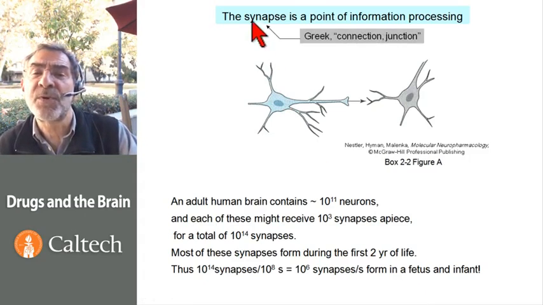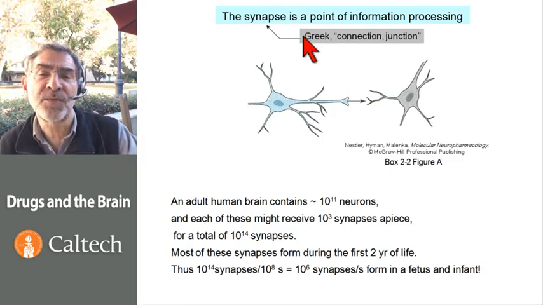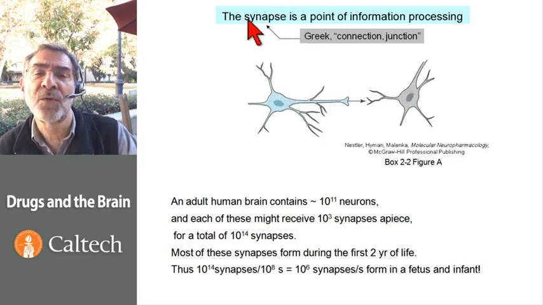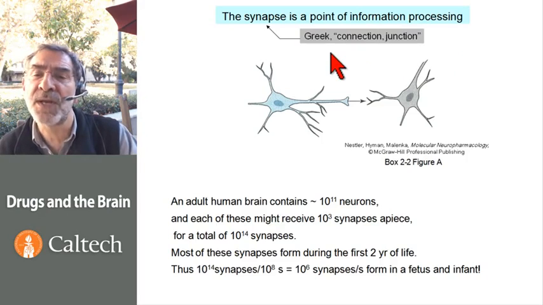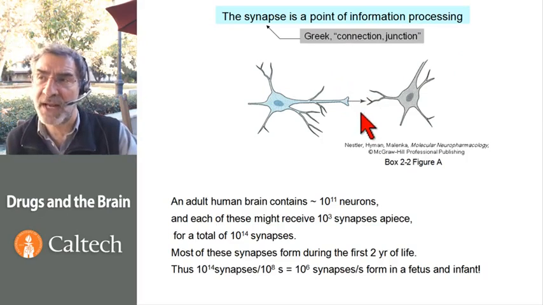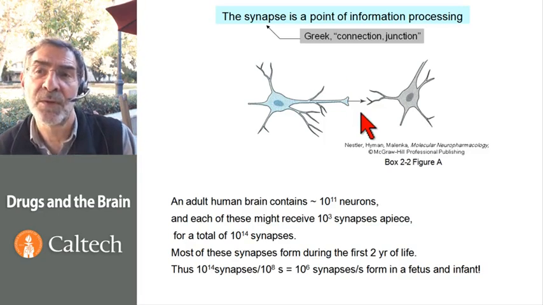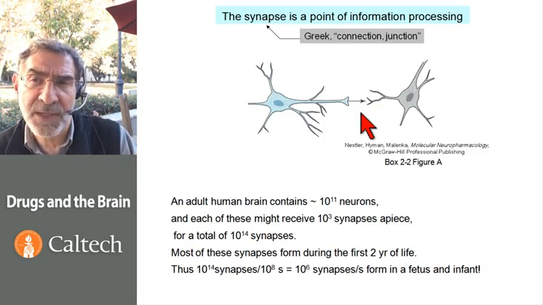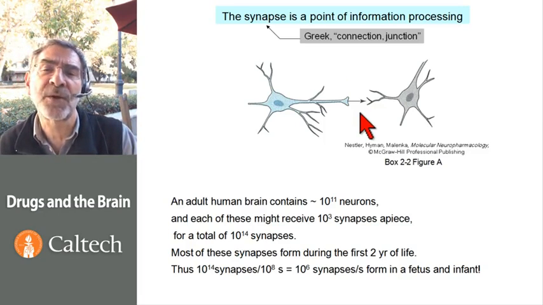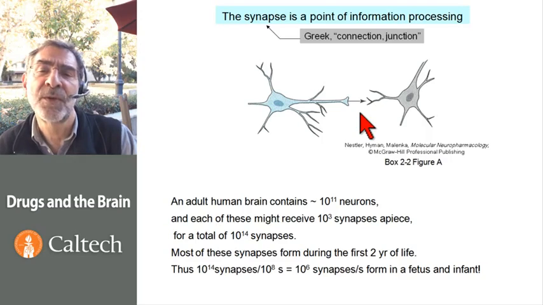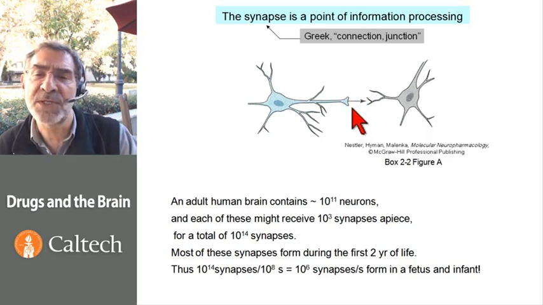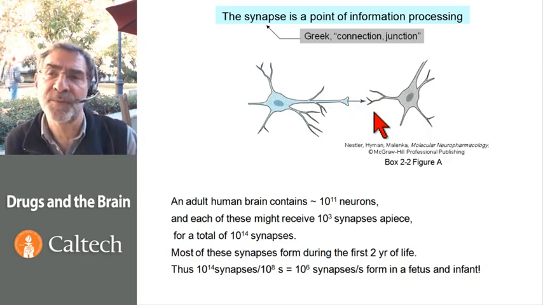The synapse is a point of connection, of information processing, and it comes from the Greek for connection or junction. It was many years before we understood actually that there was a chemical jump in the synapse. It was not actually until the electron microscope was invented in the 40s. The first electron micrographs of synapses were shown, and they clearly showed a gap between the presynaptic and the postsynaptic neuron.